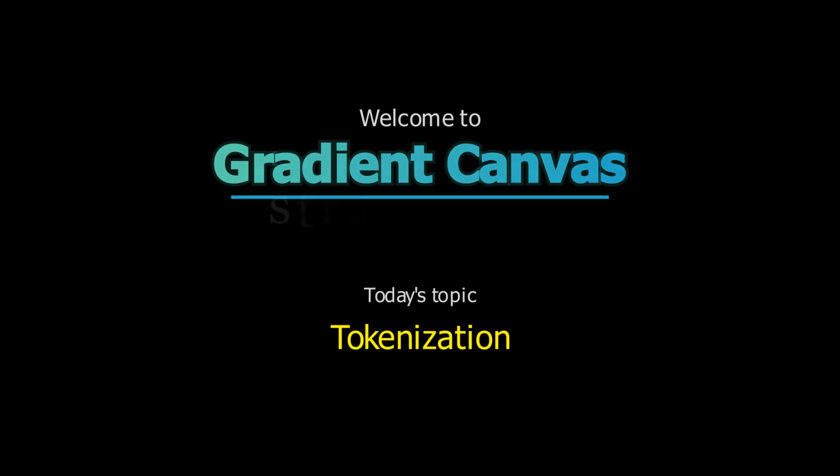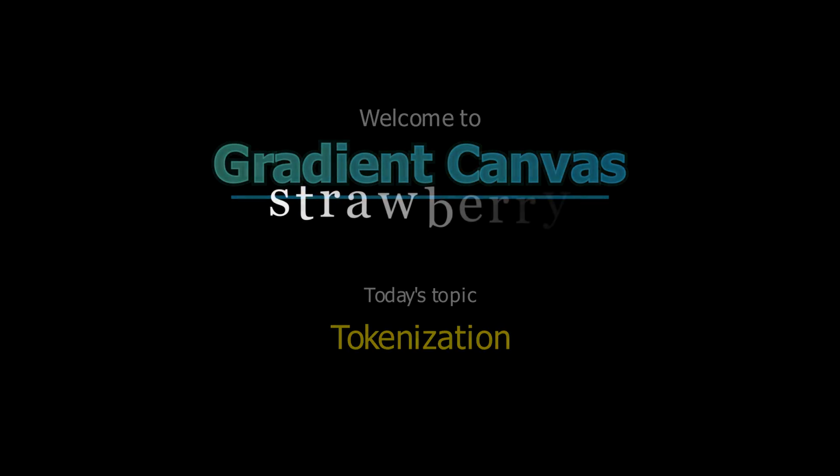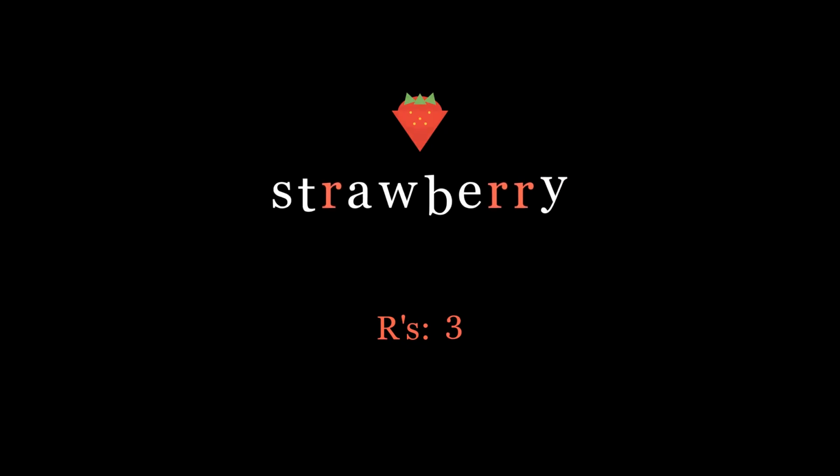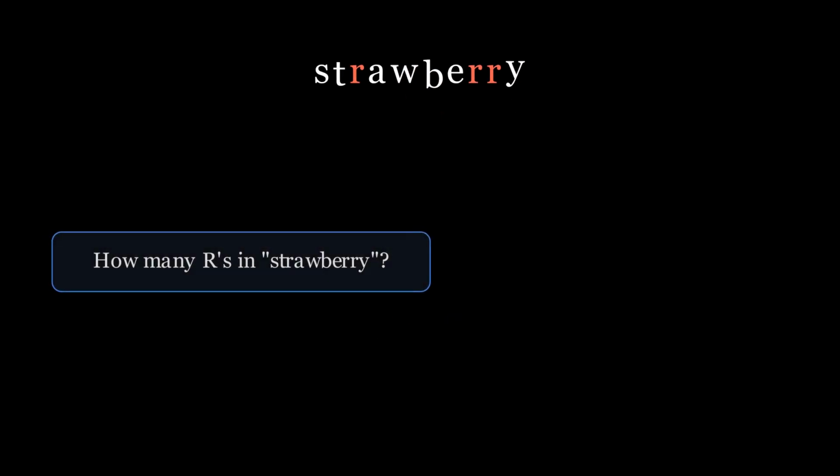Here's a question that has embarrassed some of the most powerful AI systems on Earth. How many times does the letter R appear in the word strawberry? Look at it. Strawberry. It's 3. But for years, if you asked a large language model, the confident answer came back: 2.